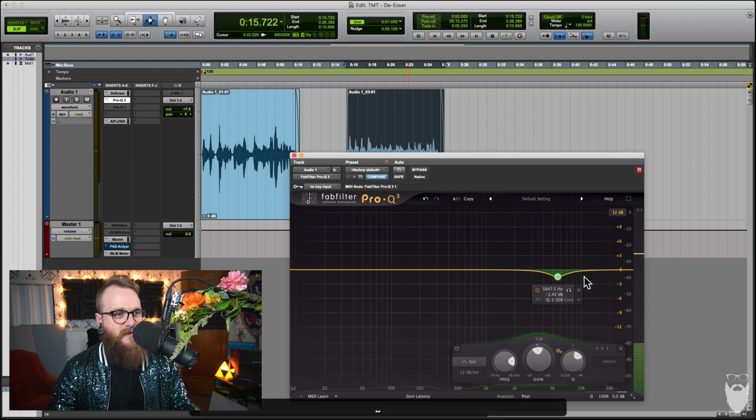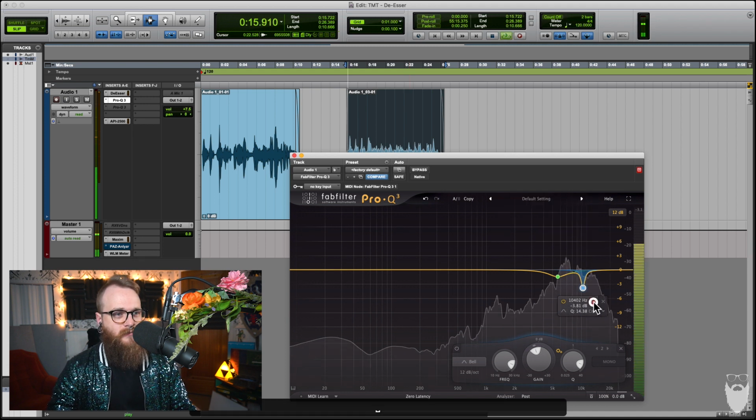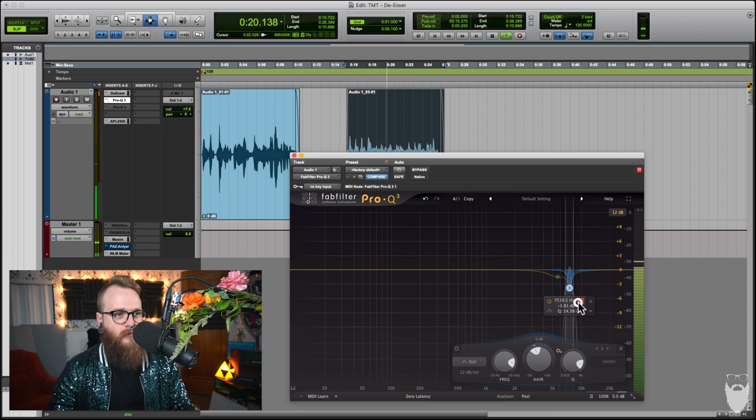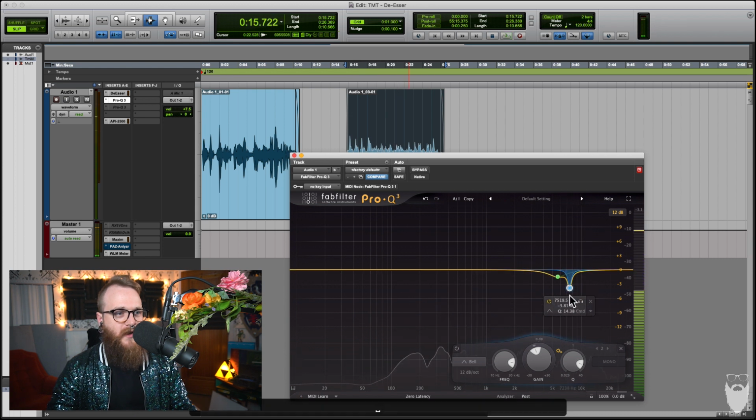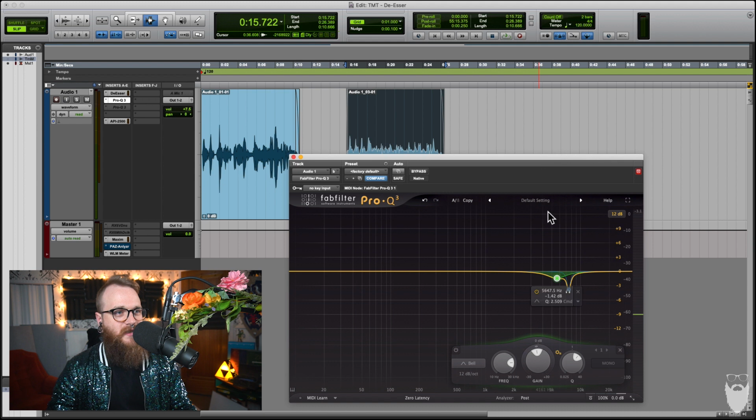All right, lots of S's there, and I saw one a little bit higher up. Let's get a bell, narrow bandwidth, and we're just going to solo that frequency and try to find really loud S's. Snake. All right, so we have a pretty big S at 7.5 kilohertz and one at about 5.6.